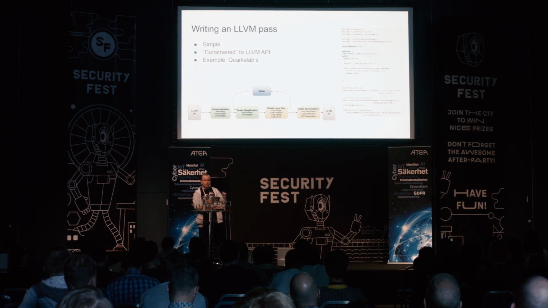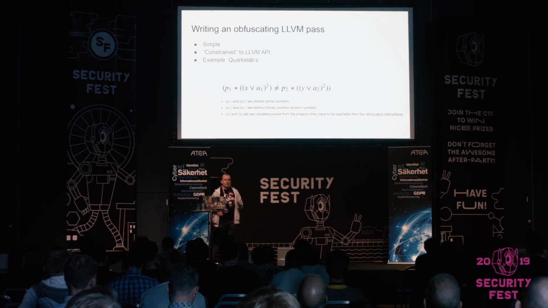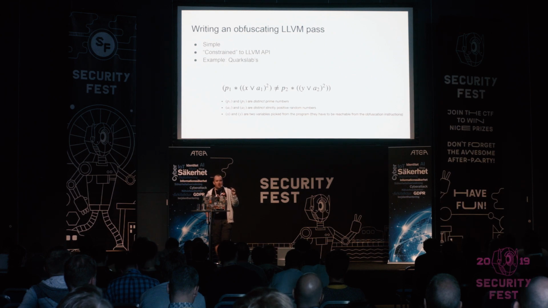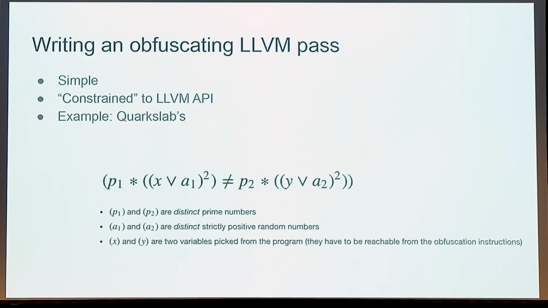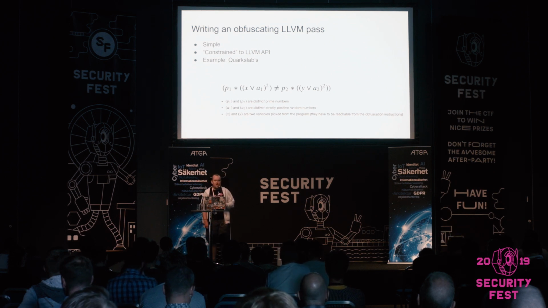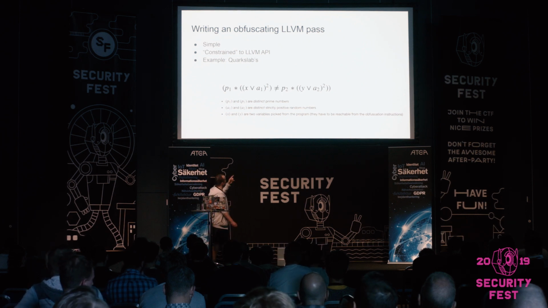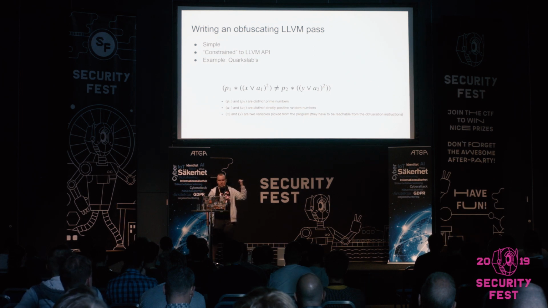But we are not here to optimize the code. We are here to obfuscate the code. So just as we can write a pass that makes the code more efficient, removes unnecessary instructions, and so on, we can make code that's more difficult to analyze. And there was this really nice blog post from Quarkslab from a couple of years ago, where they did this, and they based it around this mathematical expression.